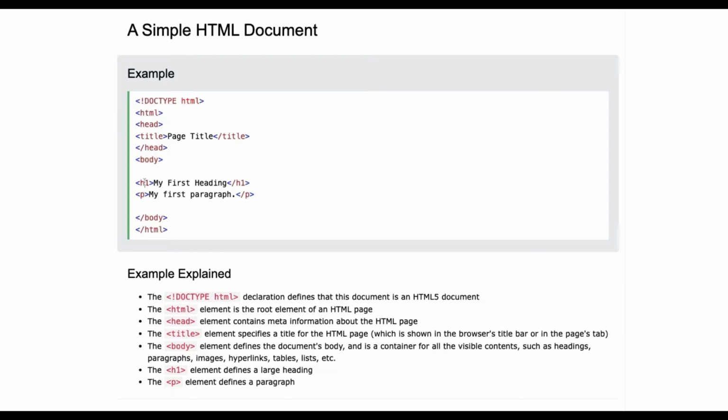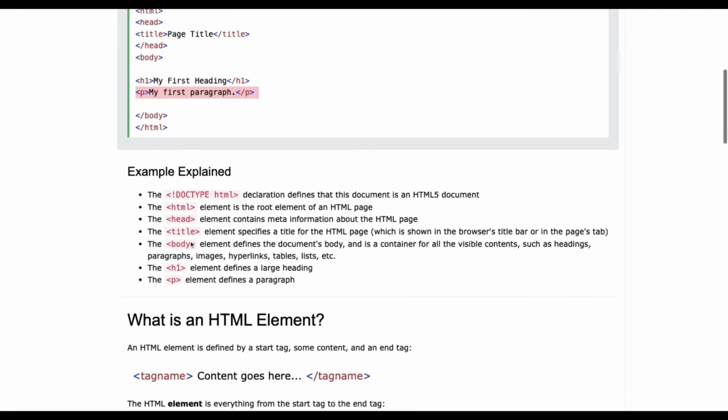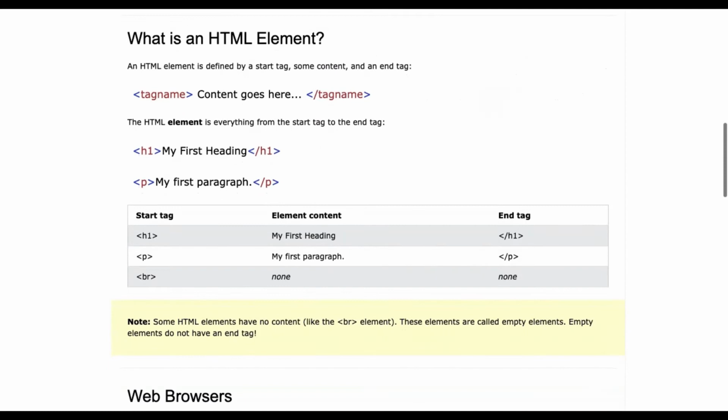The H1 element defines a large heading. The P element defines a paragraph. What is an HTML element? An HTML element is defined by a start tag, some content, and an end tag. The HTML element is everything from the start tag to the end tag. This is the example below.